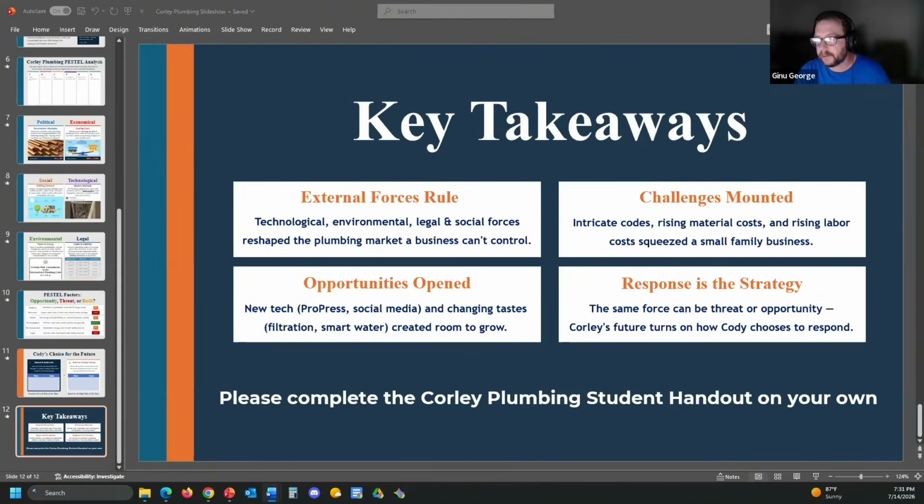That's the way I'm going to say it. You can't control those. Legal forces, can't control that really. Social forces, can't really control what people want. They reshape the plumbing market, right? Business can't control that. Opportunities do open up though. New technologies, changing tastes. That's room for growth, right? Challenges exist also. Rising costs, strict codes that make your business a little bit less profitable. It made the Corley business a little bit less profitable. Strategic success turns entirely on how businesses choose to respond to these PESTEL factors.